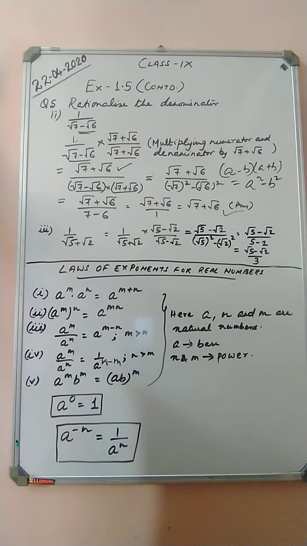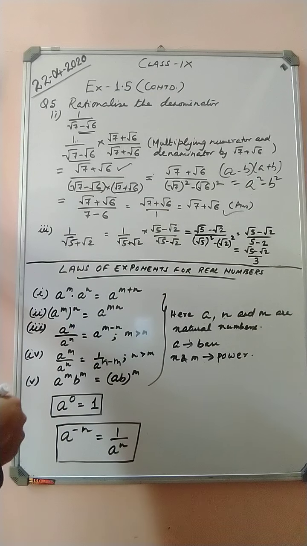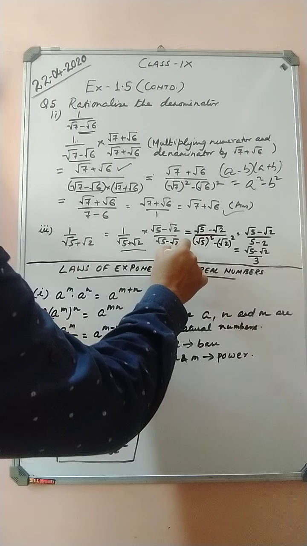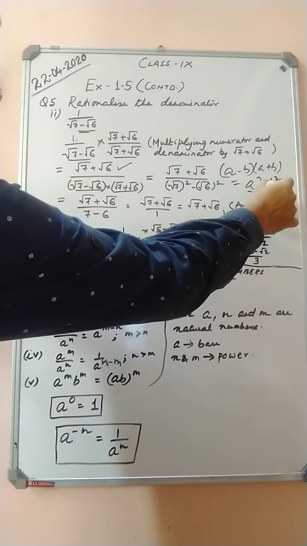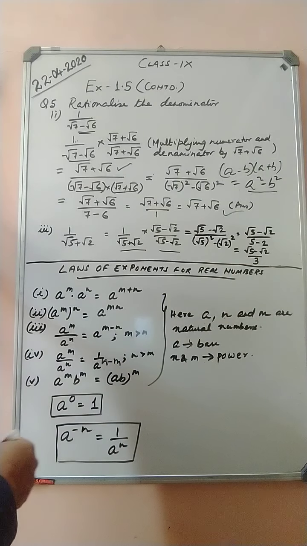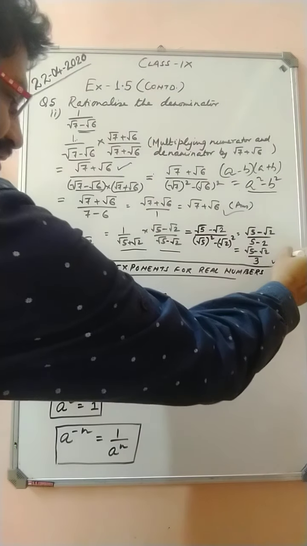Similarly, in part 3, 1 by root 5 plus root 2. The opposite of plus is minus, so we multiply in both numerator and denominator. So 1 into root 5 minus root 2 by root 5 plus root 2 into root 5 minus root 2. Again the same formula, a square minus b square. So it is root 5 square minus root 2 square. Root 5 square is 5 and root 2 square is 2. So 5 minus 2 is 3. Here also the denominator is rationalized.